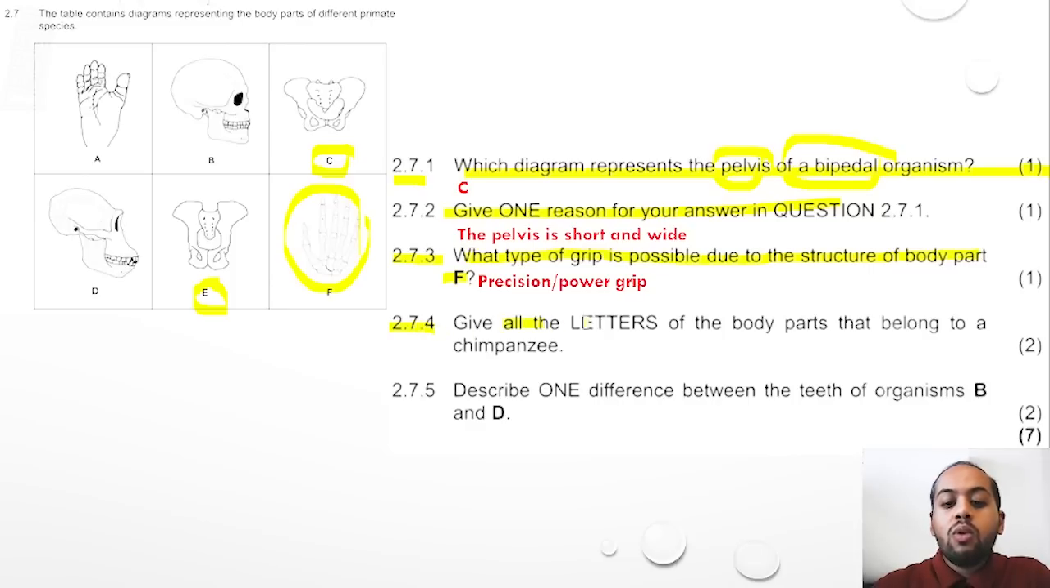2.7.4, give all the letters of the body parts that belong to a chimpanzee for 2 marks. So chimpanzee is an African ape. So letters that belong to a chimpanzee, we can see A is possibly going to be one. B, definitely not. It looks like a modern day human. C, definitely not. D is possibly one. E is possibly one. And F, no, because that one's bipedal. Therefore, we chose A, D, and E.